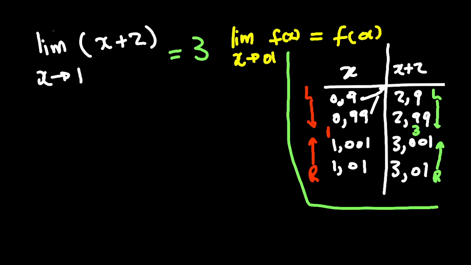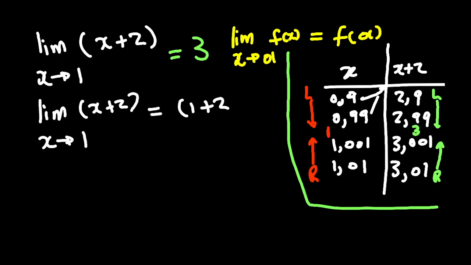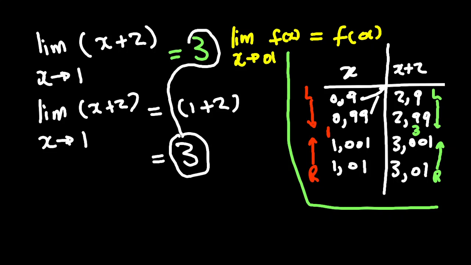So let's apply this to this example. We'll have the limit of x plus 2 as x approaches 1. Let's directly substitute our 1 in place of x. So we'll have 1 plus 2, and this is 3, which is the same as what we got when using our table. So there is a direct substitution and a tabular form, and you can use them to evaluate your limit.